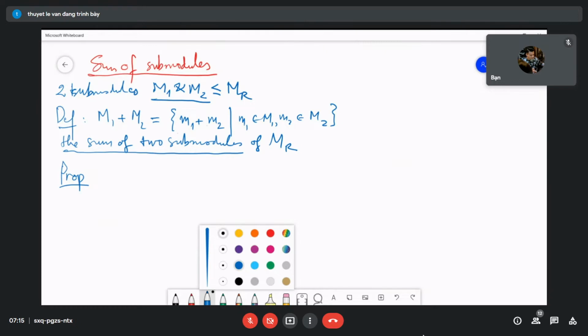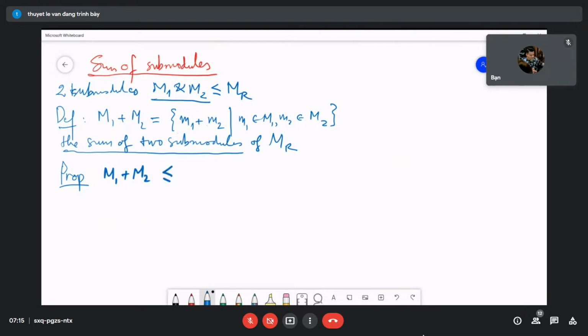We have the proposition: M1 plus M2 is a submodule of MR. It's very easy to check.